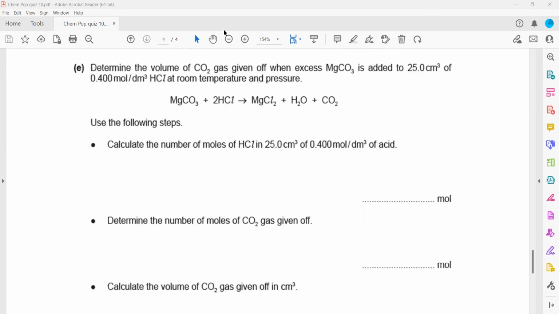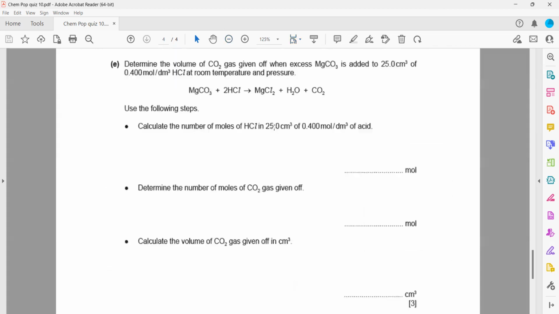Question part E is related to the moles. The first part: determine the volume of carbon dioxide gas given off when excess magnesium carbonate is added to 25 cm³ of 0.4 mol/dm³ hydrochloric acid at room temperature and pressure. Calculate the number of moles.